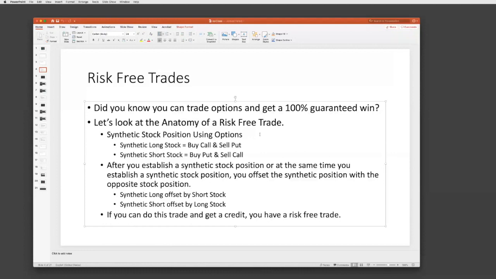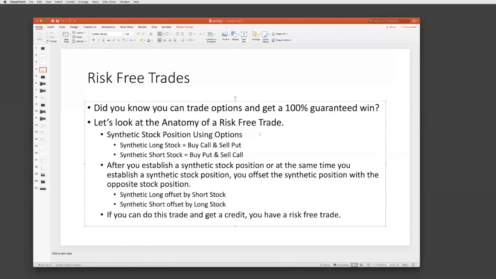We have synthetic long positions, and you achieve a synthetic long position by purchasing a call and then selling a put. You get a synthetic short position by buying a put and selling a call, and then you have the same risk reward as if you went short the stock.